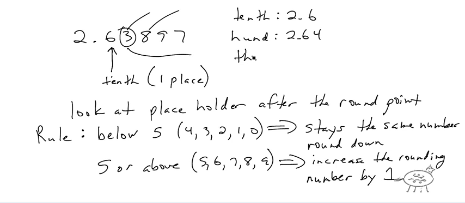Thousandth, you look at the 9 and you bump the 8 up by 1, so it's going to be 2.639. Okay, and ten-thousandth.